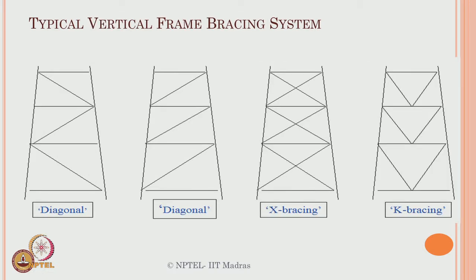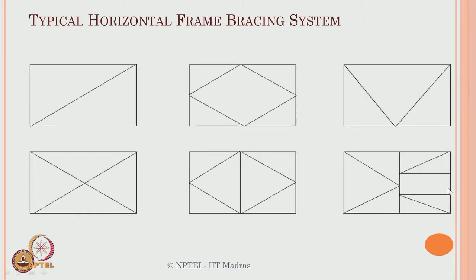The other one is an X bracing, where you can see the shape is X, and the other one is a K bracing. It looks like V, actually it is a K. If you look at this, this is the K. There is a member and there is a member. This is a K, that is why it is a K connection. A typical horizontal framing based system is also available on the deck: diagonal, rhombus, V, X, etc.